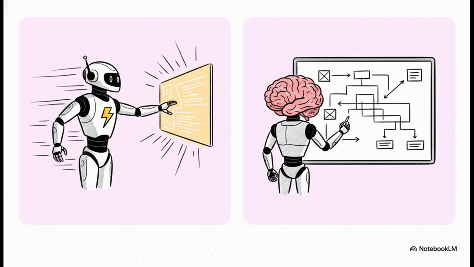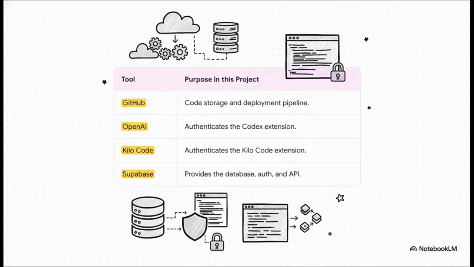Kilo Code is a second agent we'll use. Its strength is in multi-step reasoning and architectural planning before it writes any code. We will leverage both of these capabilities. 4 free accounts are necessary to proceed.